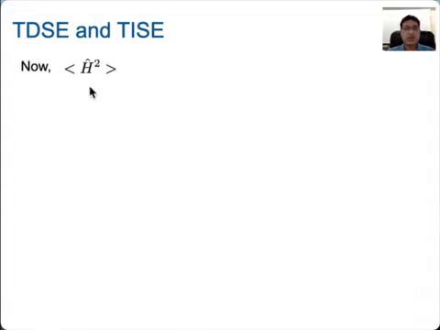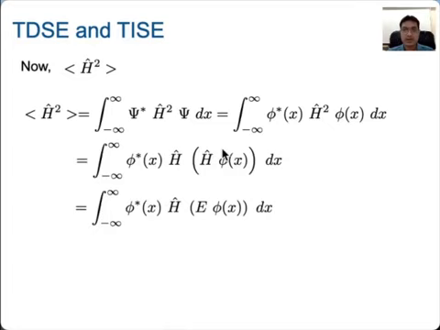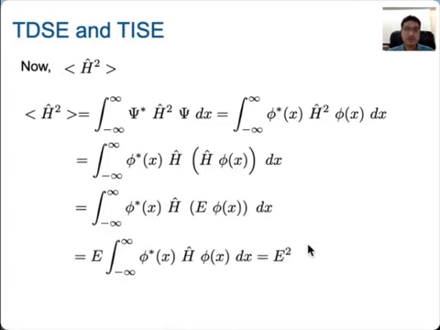Now we can calculate H square. We can do the same mathematics. The expectation value of H square is phi star H square phi. Now H square can be written as two times H. One time H multiplies phi and gives me E phi. Another time H multiplies phi and gives me another E phi. So I will get E square times phi star phi integrated over entire space, so I will get E square. This is what I have just written down here.